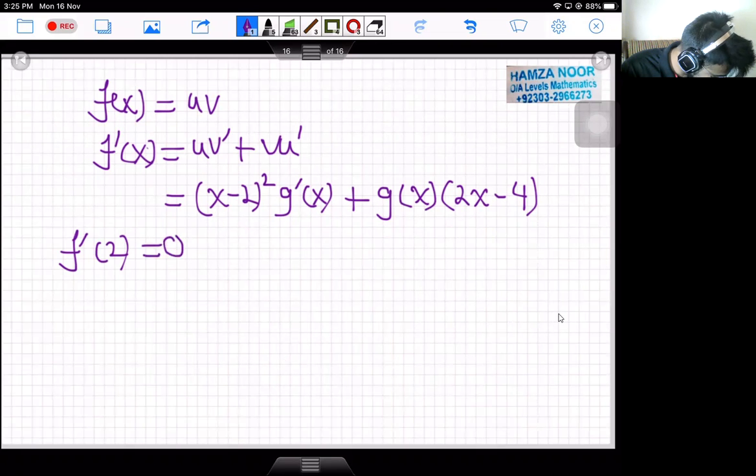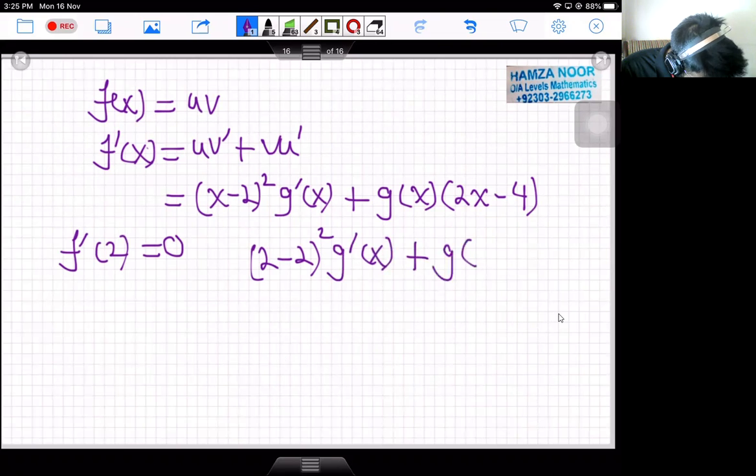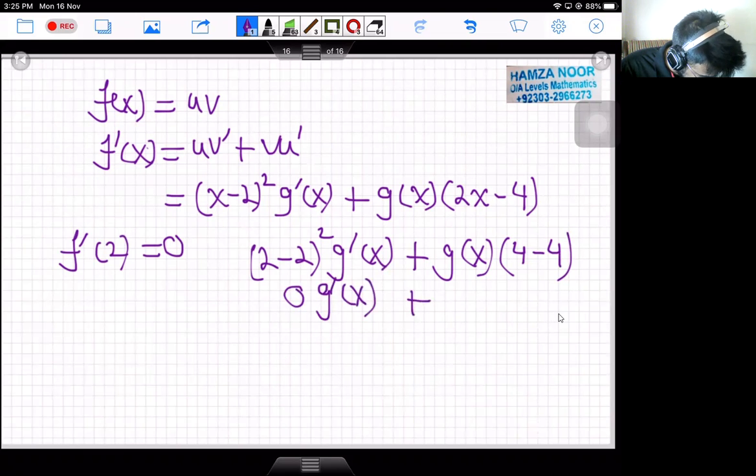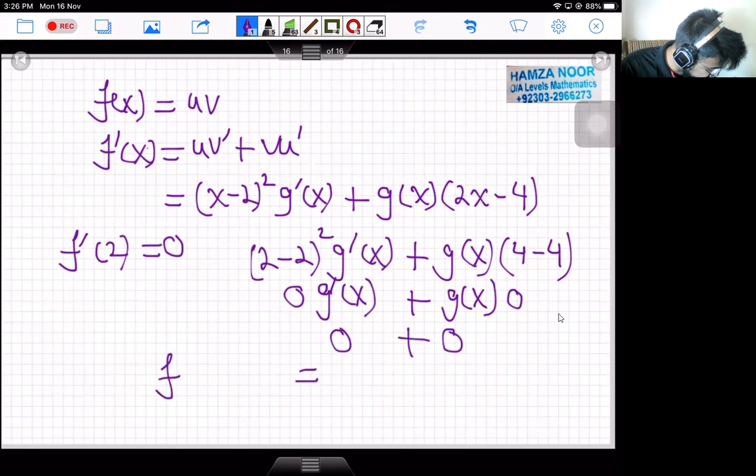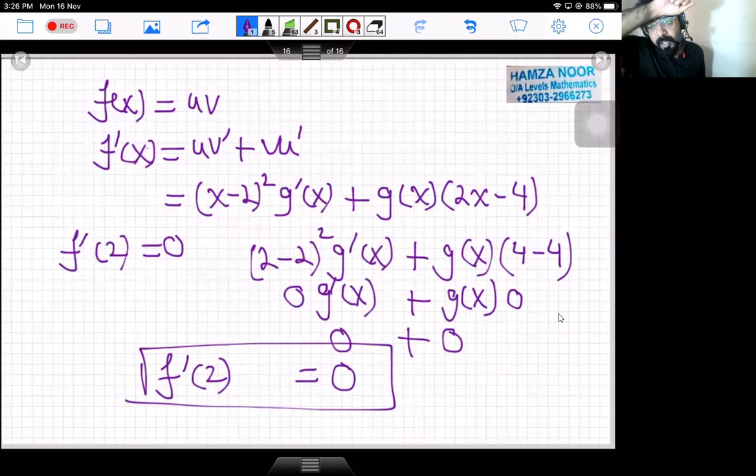So let's see. (2 minus 2) the whole thing squared times g dash x plus g(x) times (2 times 2, which is 4, minus 4). So this turns out to be 0 times g dash x plus g(x) times 0. This will be 0, this will be 0. Therefore, we have proved this thing. In the f dash x function, if you put x is equal to 2, the remainder is equal to 0. All right.